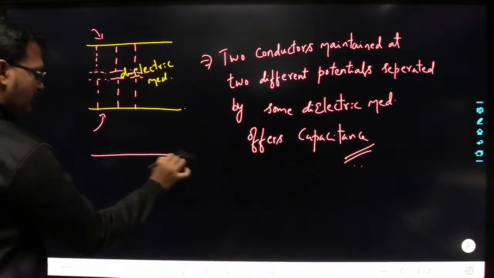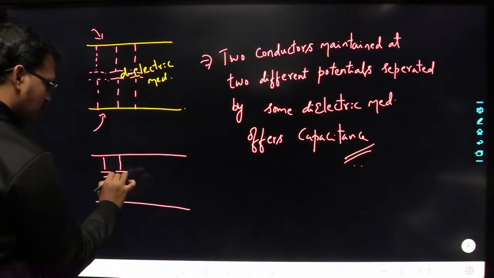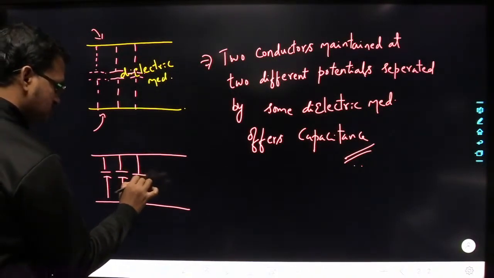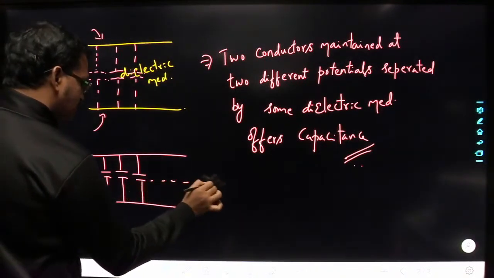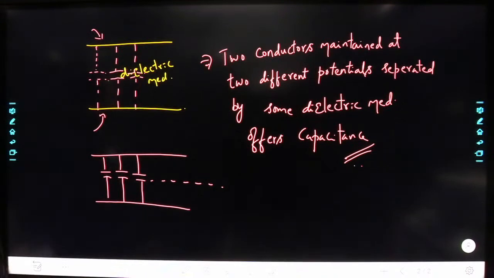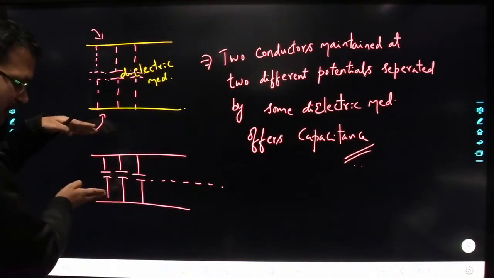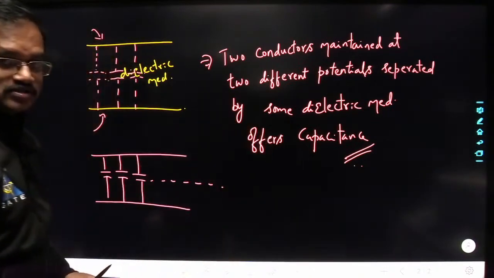Okay. So if you take a transmission line, across this transmission line there will be a capacitance. There develops a capacitance between these two lines, and this capacitance is distributed throughout the length of the transmission line. So this capacitance is developed across the transmission line, and it is distributed throughout the transmission line.